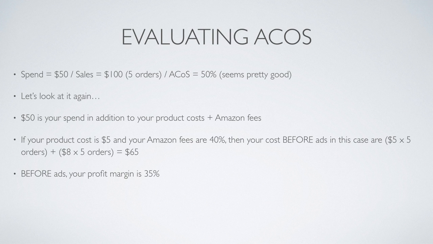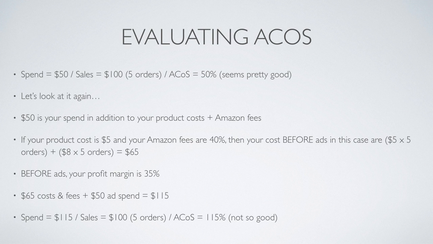Now just before ads, your profit margin is 35%. So if I made $100 in sales, which means that I sold 5 units, even before I spend anything on ads, my profit margin is 35%, right? 65 over 100. That leaves me with $35 profit. So 35% is my profit margin. That's before ads. Now, if you add 65 to your $50 ad spend, you've actually spent $115 and your sales were only $100, and your ACoS now actually goes over 100%. It's 115%, and that's not so good.